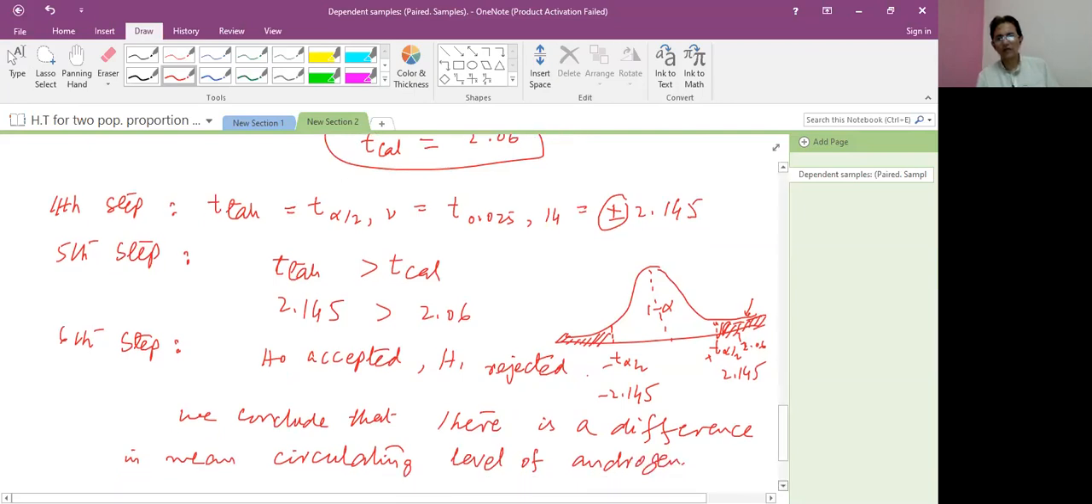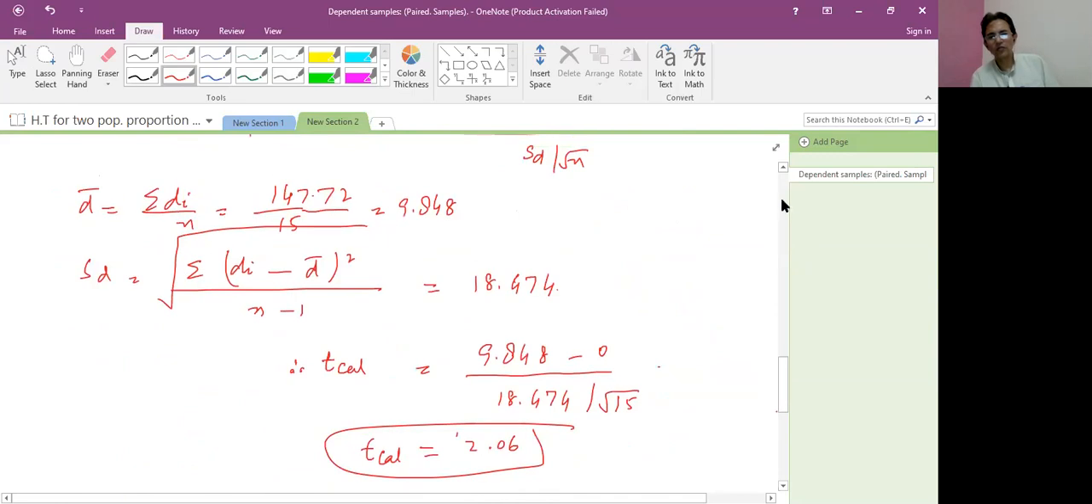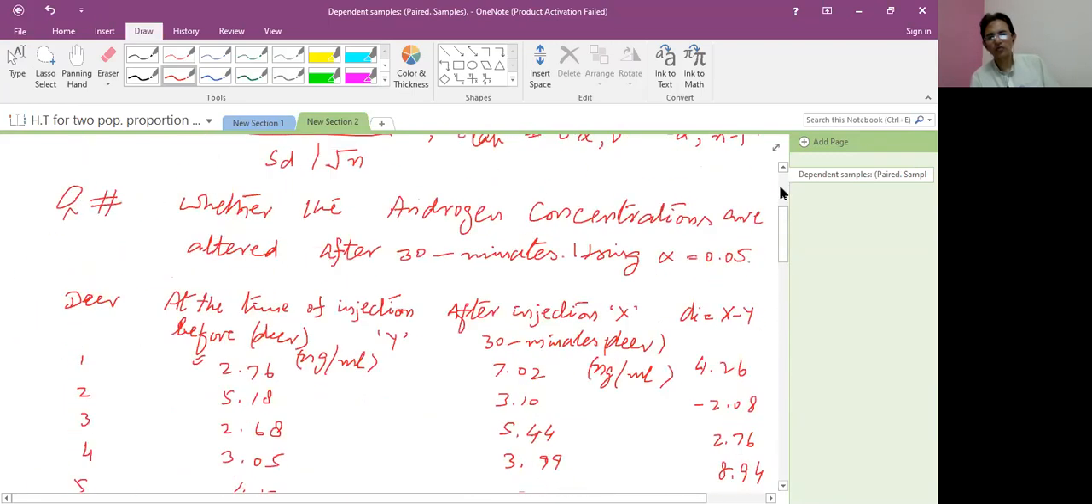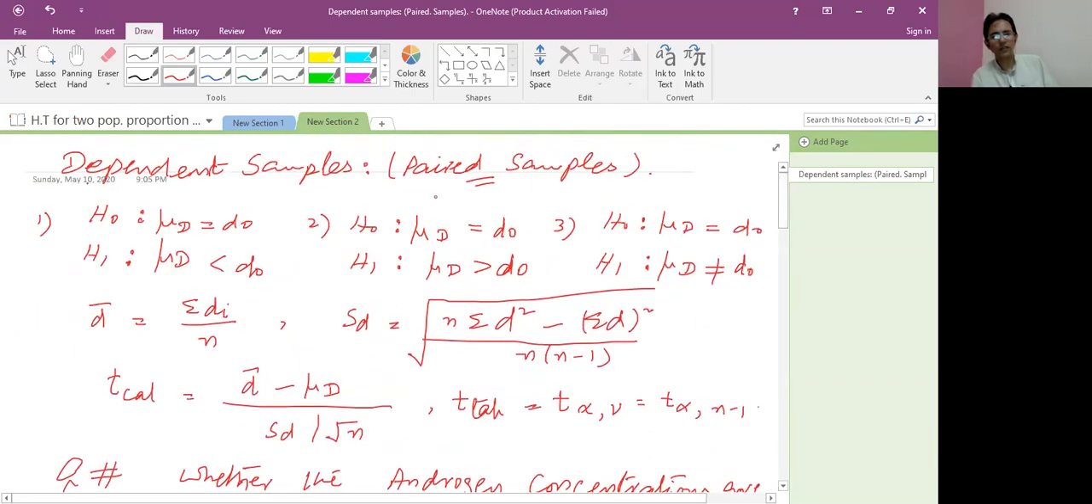So I have completed my lecture, student. Today we talked about two topics. The first one is hypothesis testing about two population proportions, and the other one is hypothesis testing about dependent samples, which we also consider as paired samples. I hope you learned from this lecture.